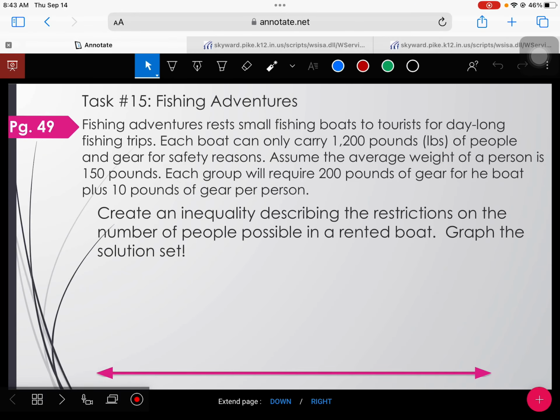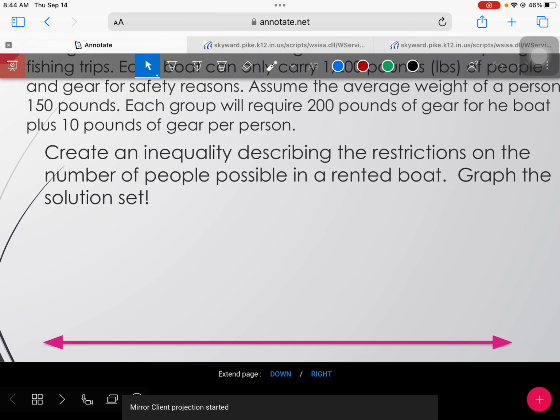To solve this problem, first panic ensues, right? It's a word problem. Okay, but then you look and you observe some numbers. So how would you go about writing down some kind of inequality with these numbers?